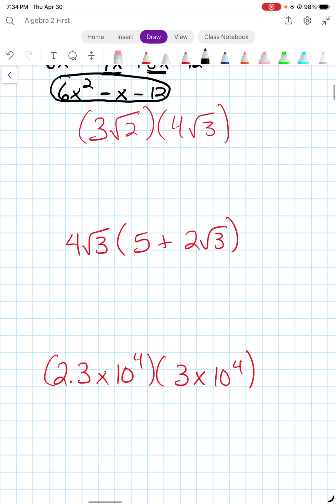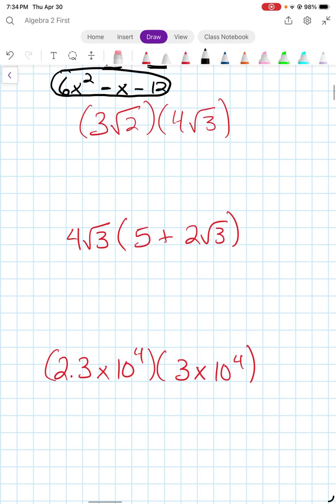Now, radicals are worked the exact same way. Again, we simply multiply the things that are alike. 3 and 4 are just coefficients. They don't have radicals. 3 times 4 is 12. And again, we are multiplying. Remember this. Root 2 and root 3. They're both roots, so you multiply them. It gives you root 6, and you're done.